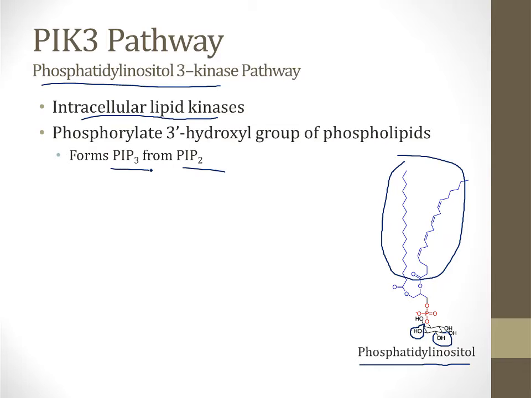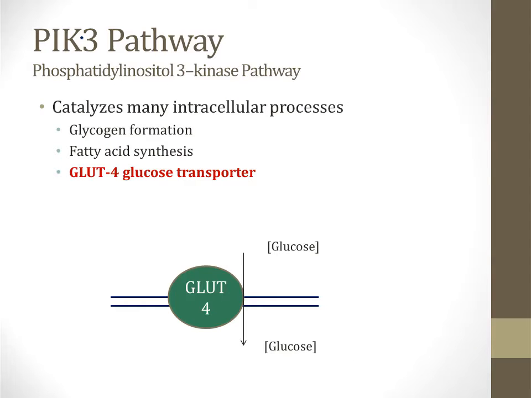And what the PI3K pathway leads to is the phosphorylation of the 3' hydroxyl group of phospholipids so that more PIP3 gets produced from PIP2. Once the PI3K pathway is activated, it catalyzes many intracellular processes. It's been shown to influence glycogen formation and fatty acid synthesis, and one of the most important things it's been shown to do is increase the amount of the GLUT4 glucose transporter that is present on the surface of cells.